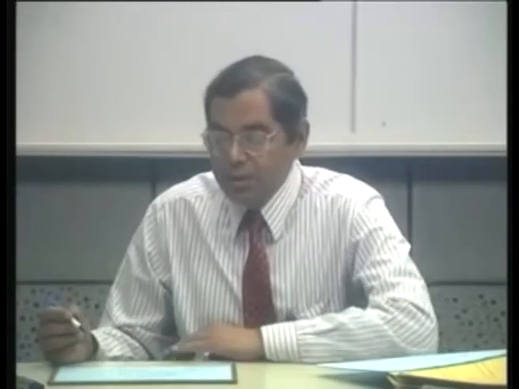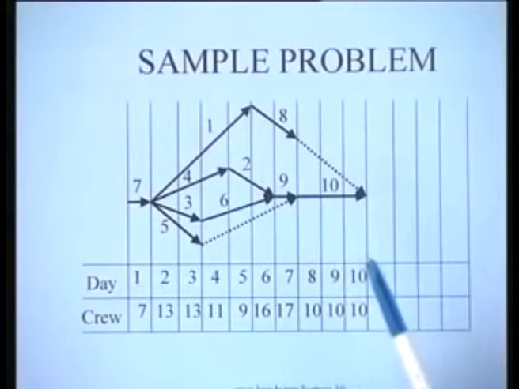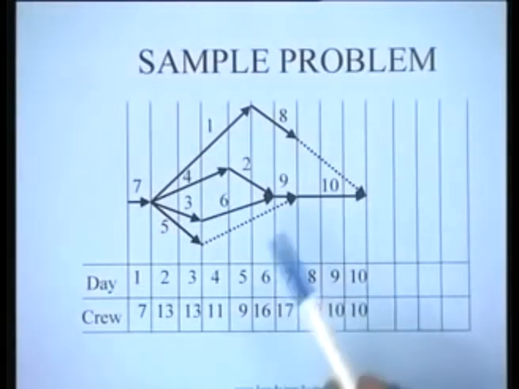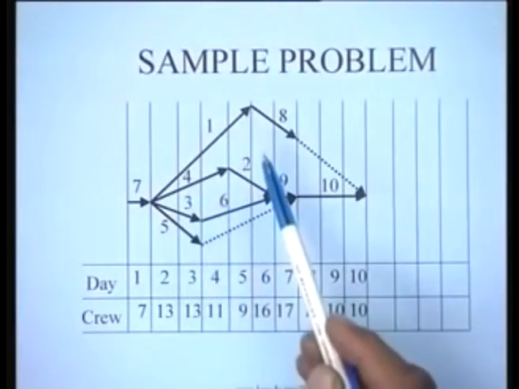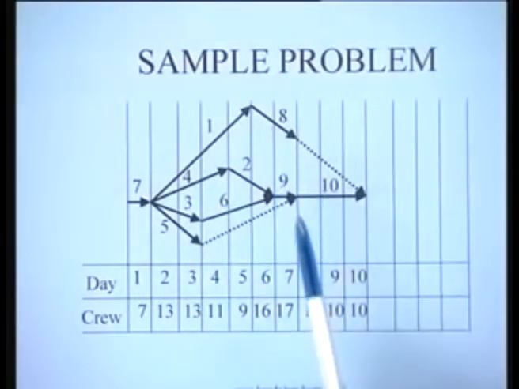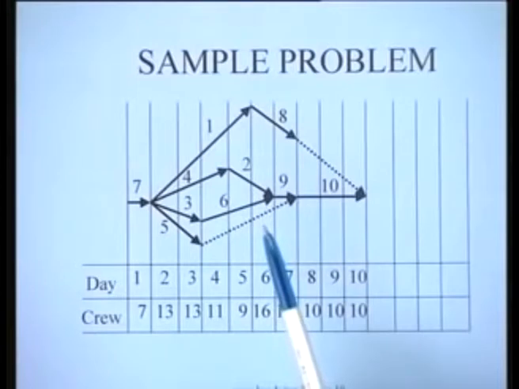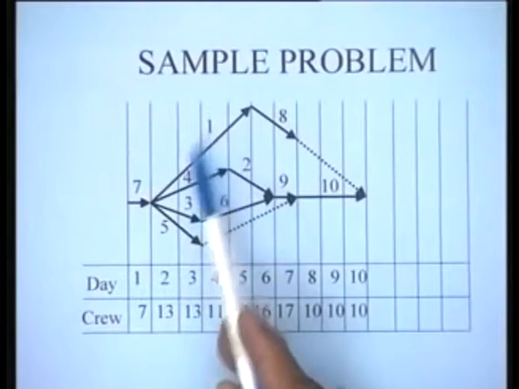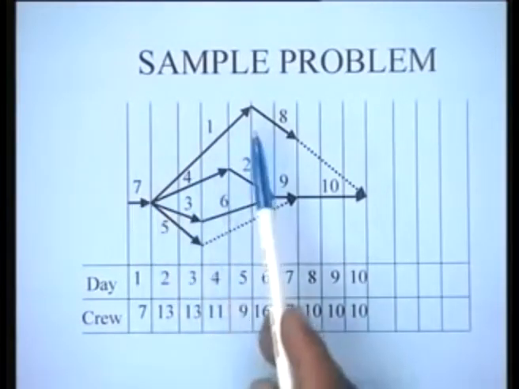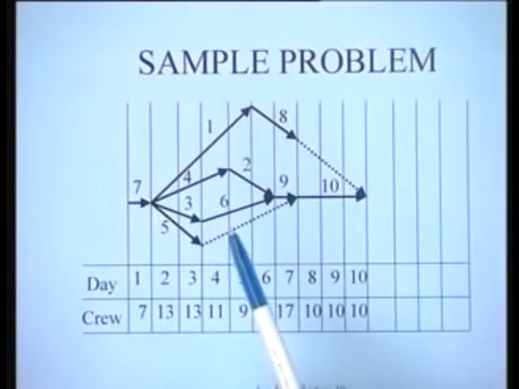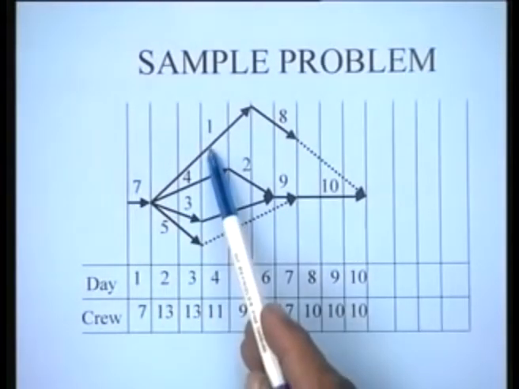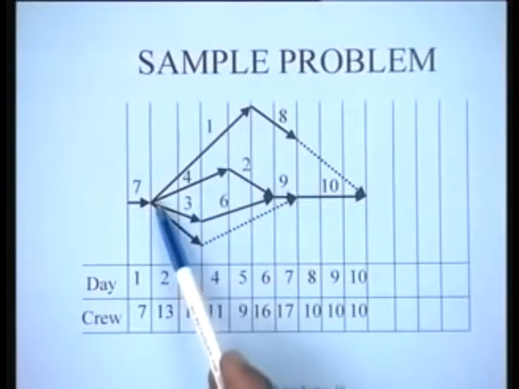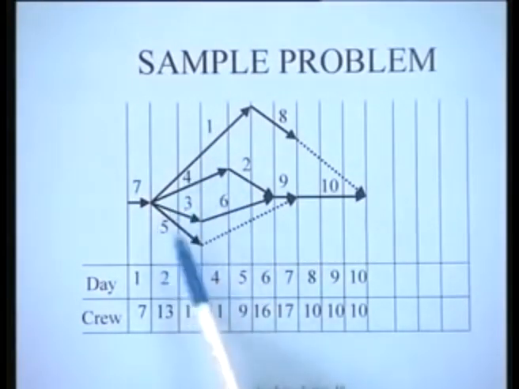Let us take a network which has 10 jobs. You can see that the jobs are numbered 1, 2, 3, 4, 5, 6, 7, 8, 9 and 10. The number of the job also indicates the crew requirement of the job, right. For instance, job number 7 requires 7 men, job number 1 requires 1 man, job 4 requires 4 men and so on.